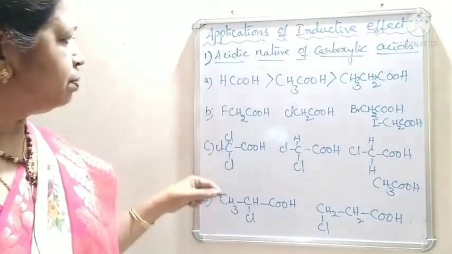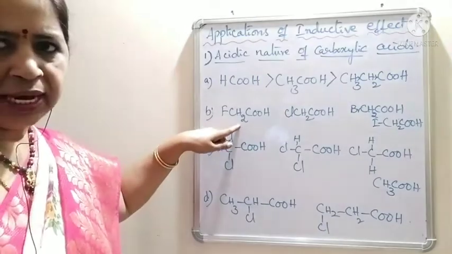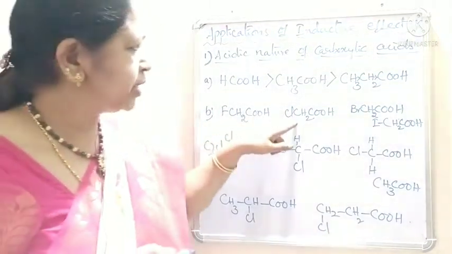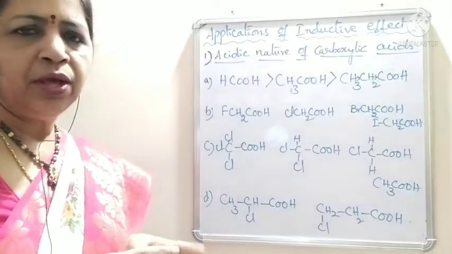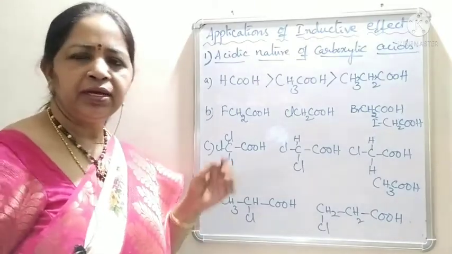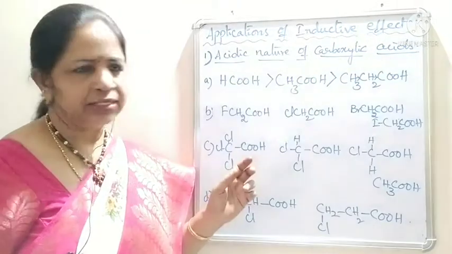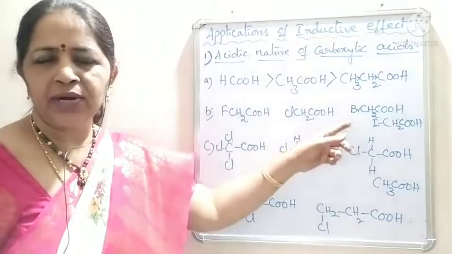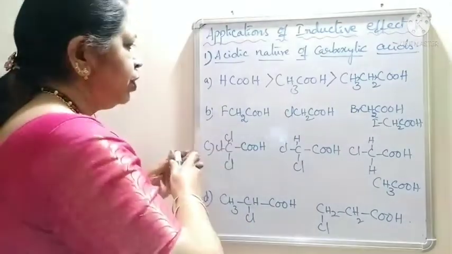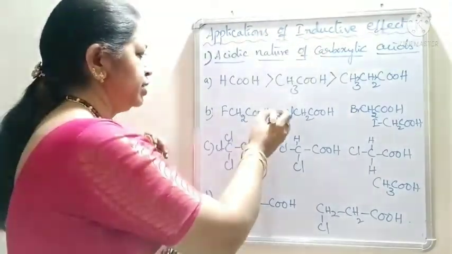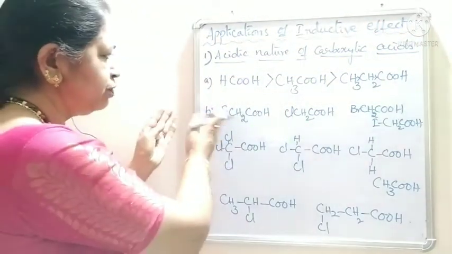Coming to the next example, here alpha fluoroacetic acid, alpha chloroacetic acid, alpha bromoacetic acid and alpha iodoacetic acid. We know that with the decrease in the electronegativity, the inductive effect also decreases. From fluorine to iodine, the electronegativity is decreasing. So, fluoroacetic acid is a stronger acid, because here the sigma bonded electrons will move towards the fluorine.